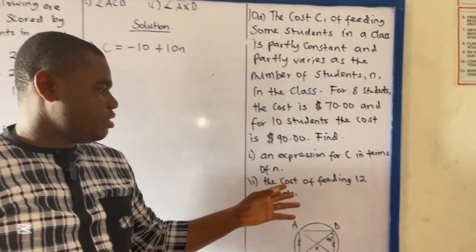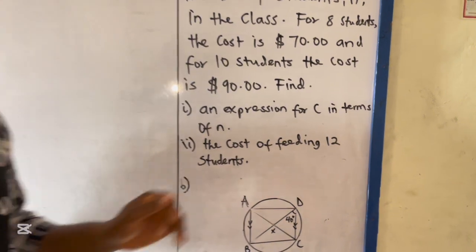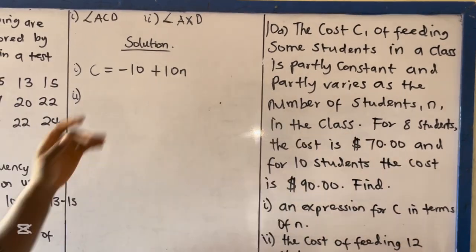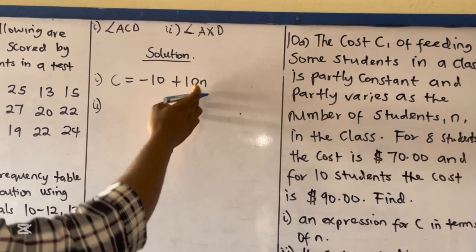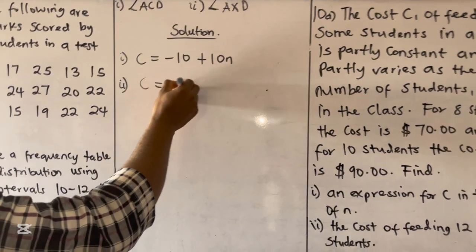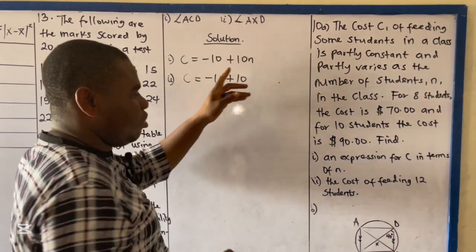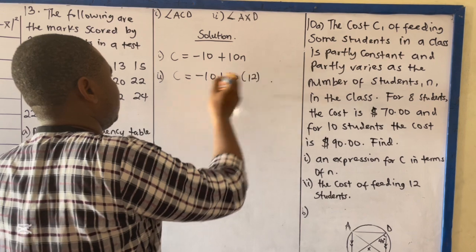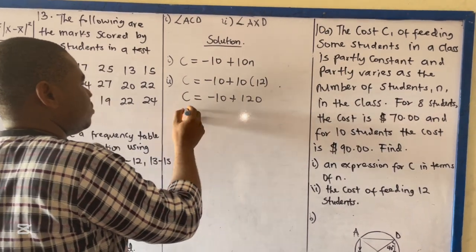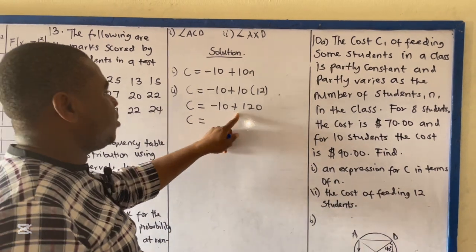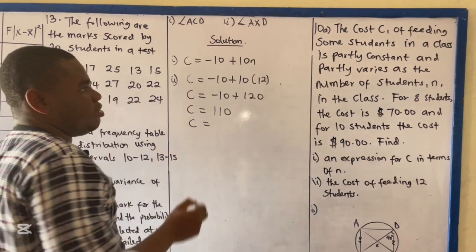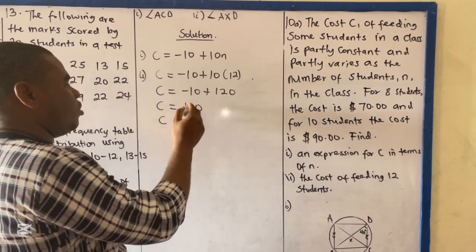Alright, in the second part of the question, we have to find the cost of feeding 12 students. Now, don't forget our first answer for the expression for C in terms of n. We had C is equal to minus 10 plus 10n. In this case, the cost of feeding 12 students will be C equals minus 10 plus 10, the value of n will be 12. Alright, so C equals minus 10 plus 10 times 12 is 120. So C is equal to minus 10 plus 120 will give us 110. Don't forget that our value is in dollars, so that will be $110.